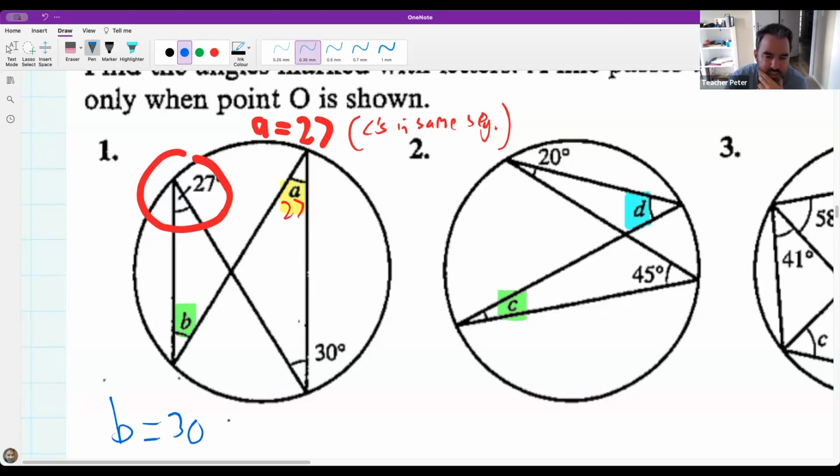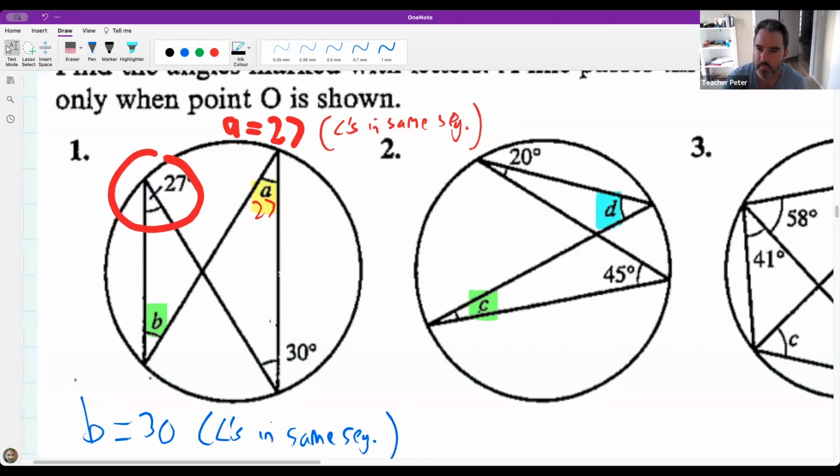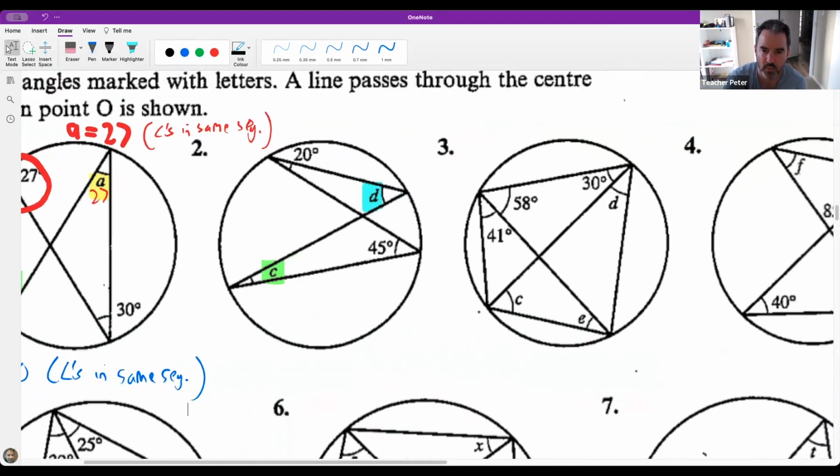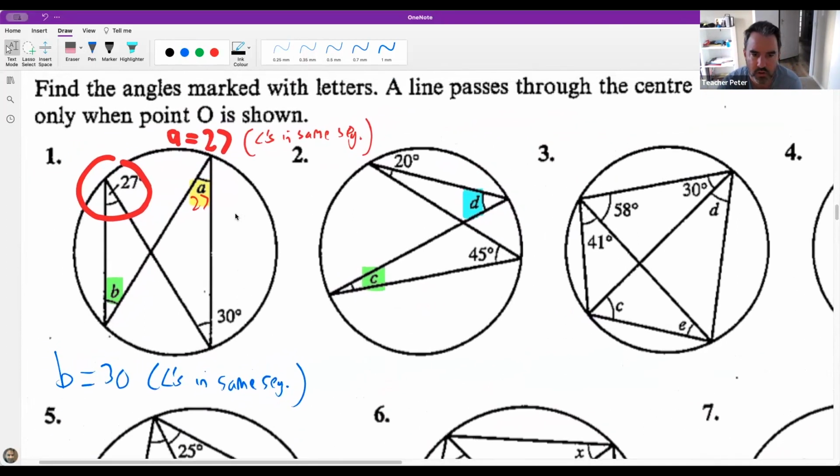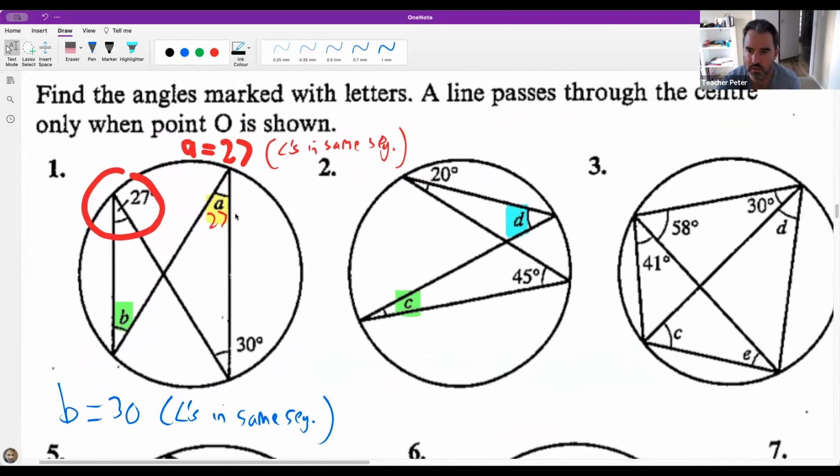So B would be 30, and that will be angles in same segment. Okay, what do we have for C and D? I'll wait for Dunn's or for you to let me know in the chat that you have an answer. Nice, Gundo. Very, very nice.